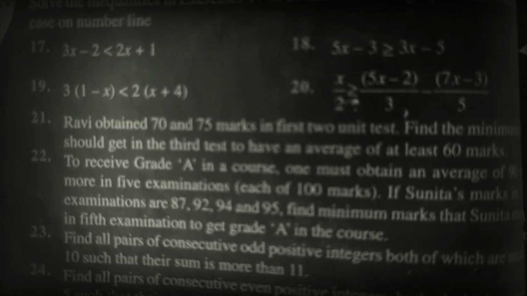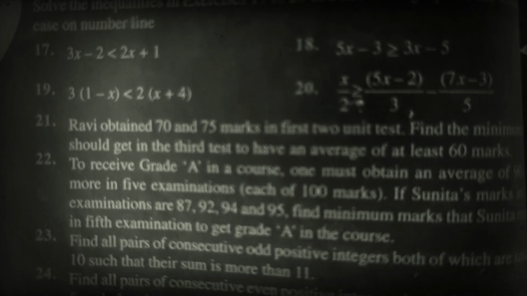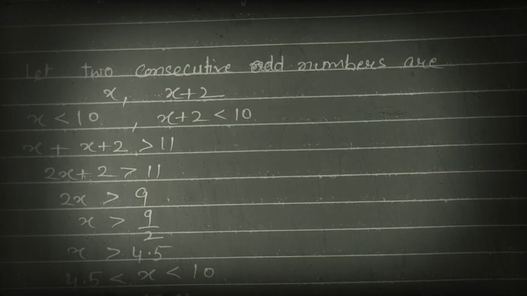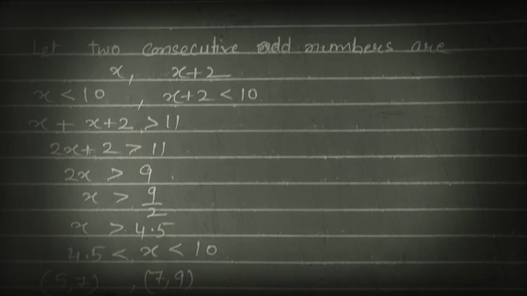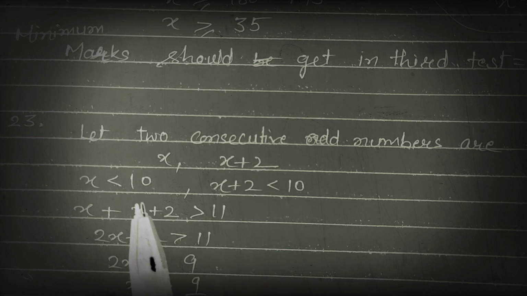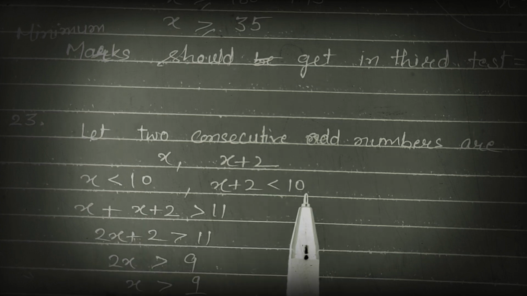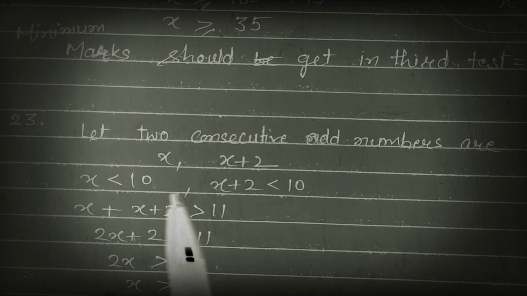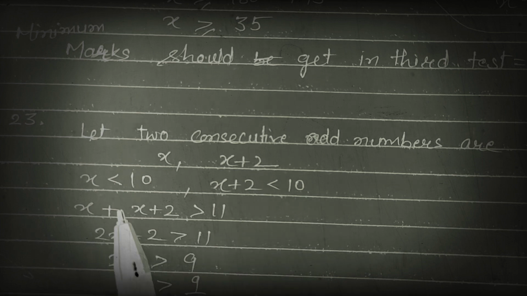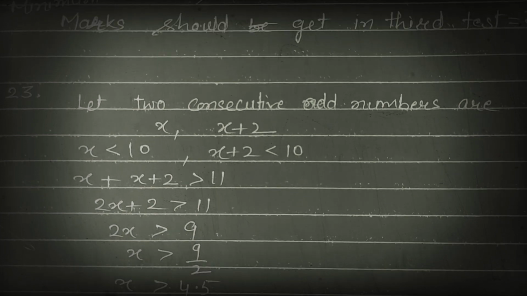By using an algebraic expression. Suppose two consecutive odd positive integers are x and x plus 2. If one integer is x, then the other is x plus 2, and both are less than 10, meaning x is less than 10 and x plus 2 is also less than 10. Their sum should be greater than 11.